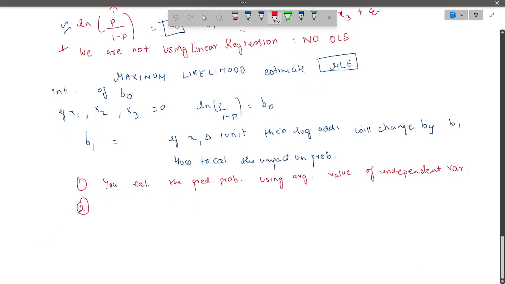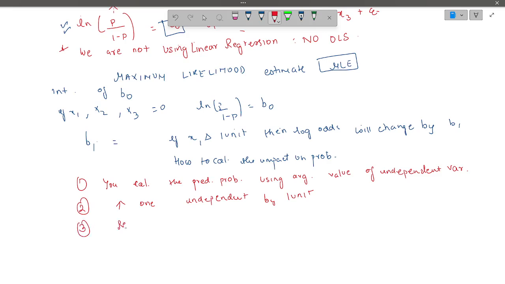Then you increase one independent variable. Write this down. These steps would become easier once I explain them. You increase one independent variable by 1 unit. Recalculate the probability.